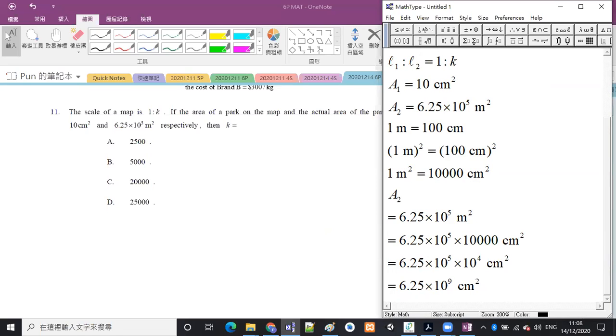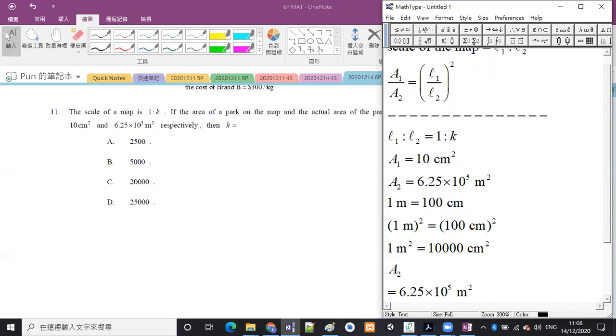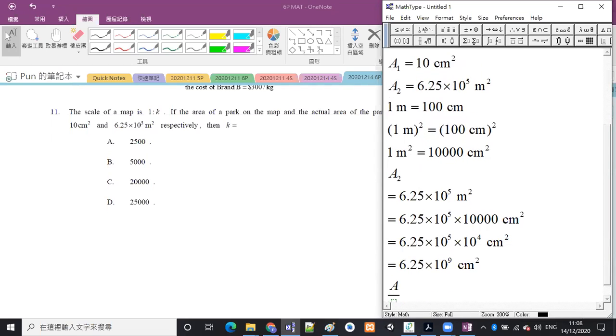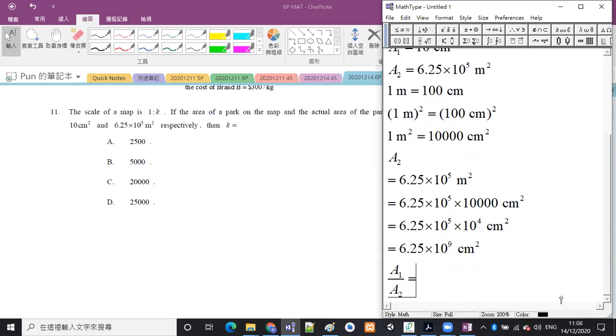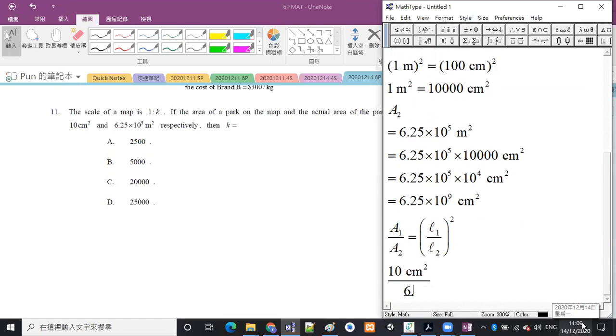好啦，轉好單位之後咧，我哋就可以將 A1 同埋 A2 同埋 L1 同埋 L2 放翻落去呢一條公式嗰度咯，得唔得？呢條永遠都係呢條嘅啫，即係講親 map 嗰啲咧都係咁樣嘅。咁咧即係 A1 over A2 is equal to L1 over L2 square。OK，A1 我哋就係10個 cm square，A2 就係6.25乘以10嘅9次方 cm square， 跟住 L1 over L2 咧就係個1 over K 嚟㗎。And then square. Can you get this?